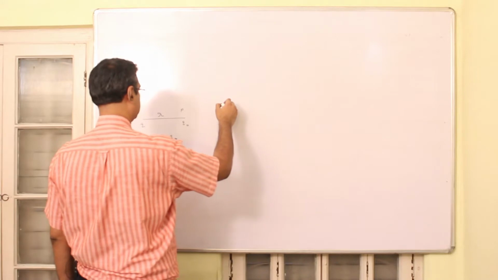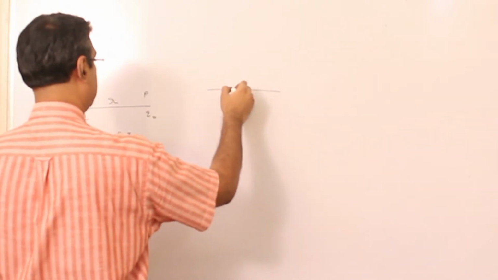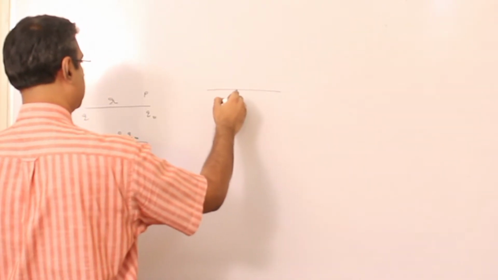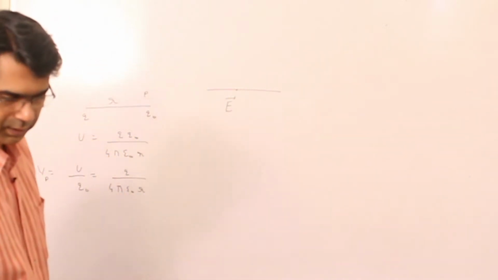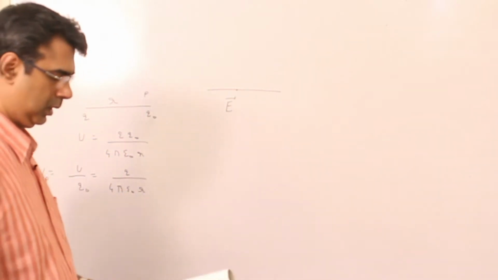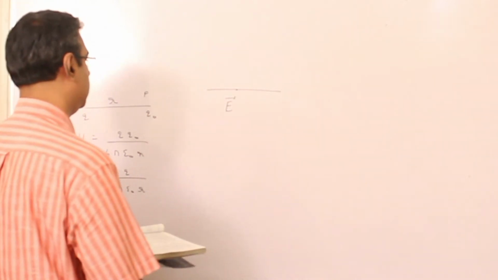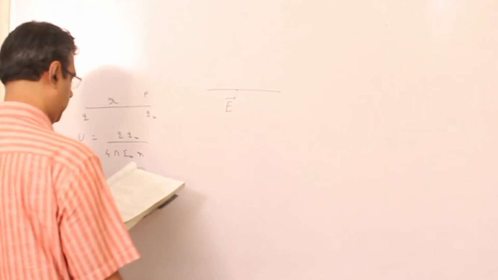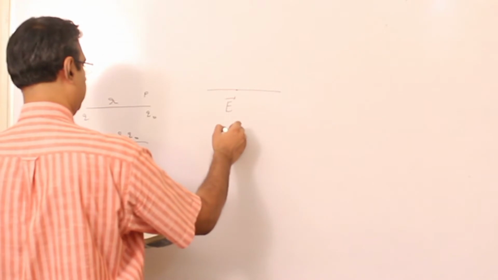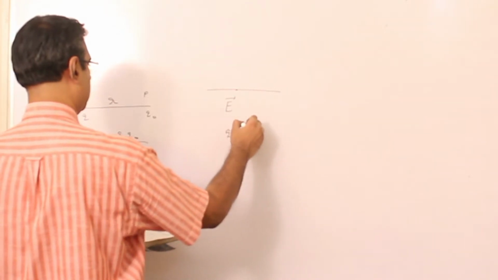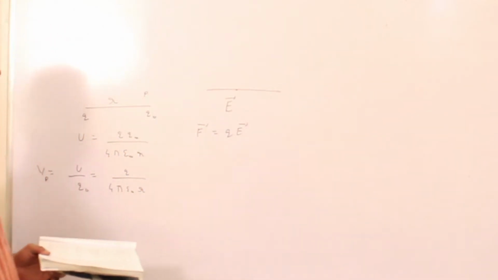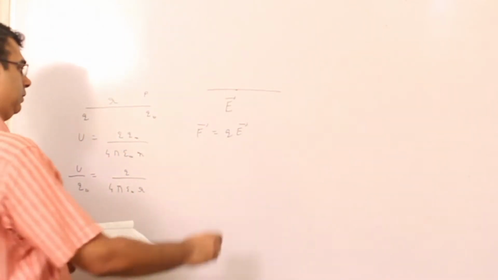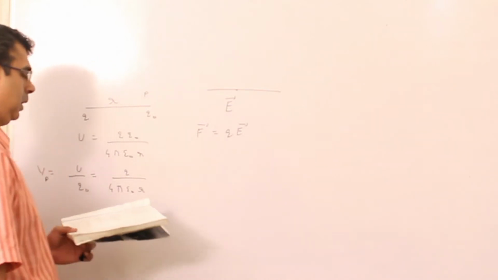Now, suppose you have a region in space where the field is given by E. So, if a charge Q is placed in this region, then the force on that charge Q will be F is equal to Q into E.